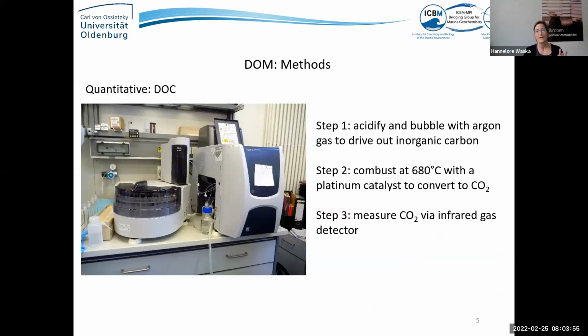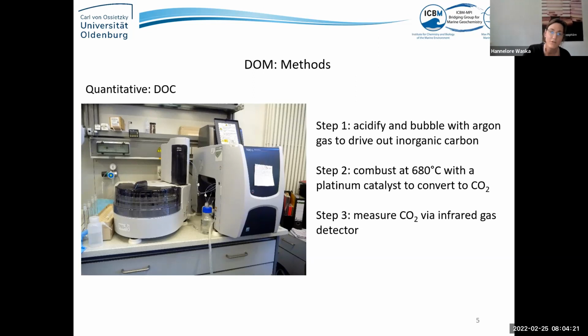Okay, so how do we quantify it? The most obvious method is the TOC analysis. So we acidify our samples, we combust them, and then we measure the produced carbon dioxide with the infrared gas detector. That's a very straightforward method, but it's very difficult to calibrate it well and to get a good trueness of the measurements, especially in the low 20 to 50 micromolar range.